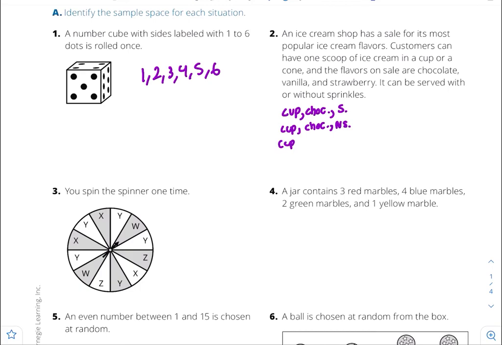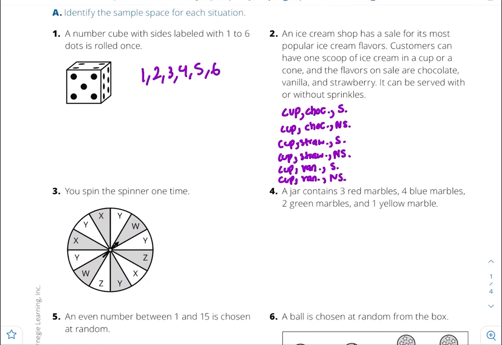So cup, strawberry, sprinkles, and we'll do a cup, strawberry, but no sprinkles. And then, of course, there's the vanilla option. So a cup, vanilla, sprinkles, cup, vanilla, no sprinkles. So those are all the combinations of the cup.